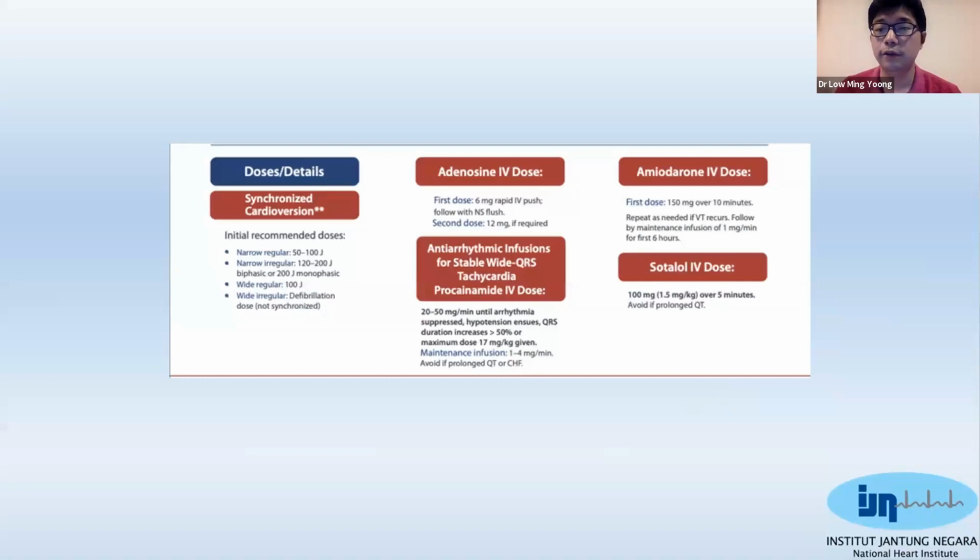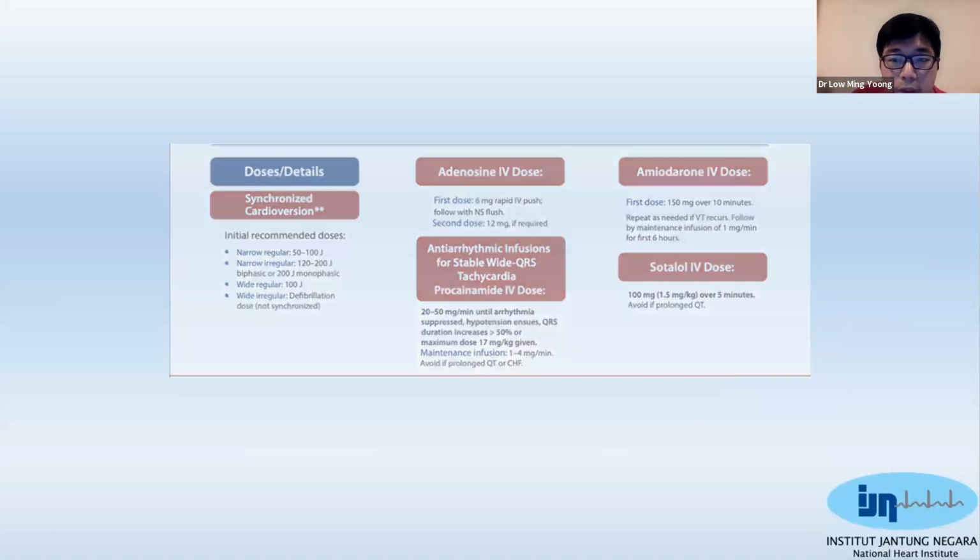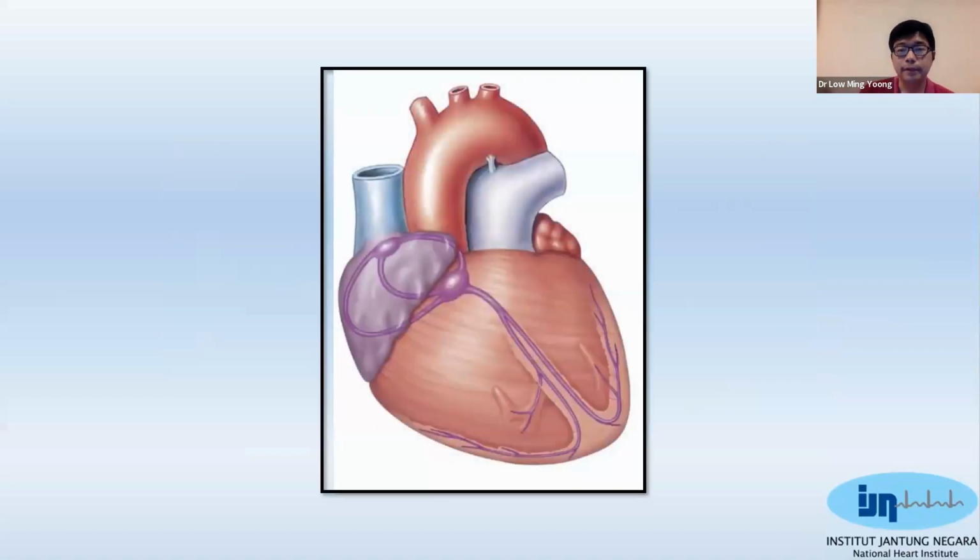I won't go through this, but this is the second part of the ACLS algorithm. I think most of us know. We do not have procainamide, which the ACLS recommends. We can use amiodarone and adenosine. Even in IGN, we don't have IV sotalol. So these two cannot be used in Malaysia. So very simple.